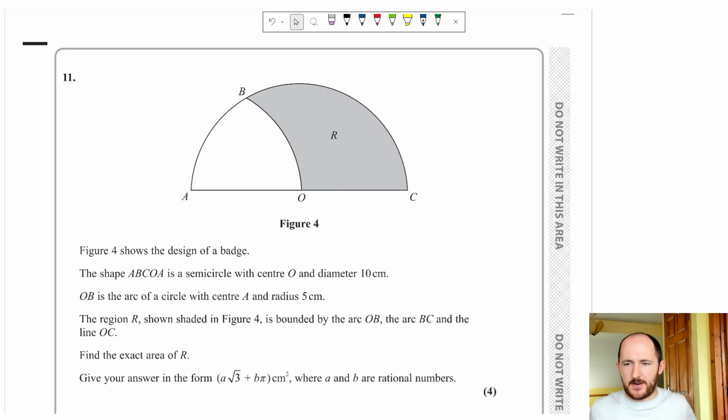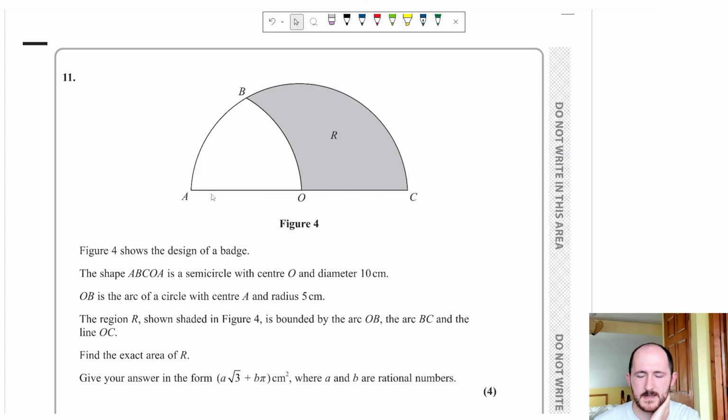Okie doke. This is a fun question. So, design of a badge. They had a shield, I think, last year or something like that. Something weird anyway. And yeah, so it's bound by the arc and all that fun stuff.